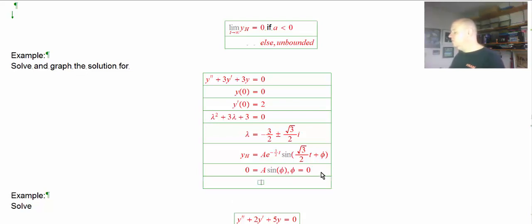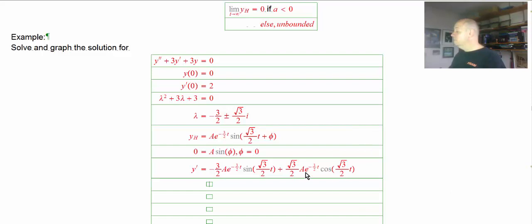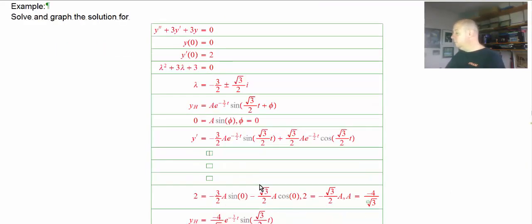Again, it's just going to be two equations, two unknowns. Sub in the first equation. Now, I need the derivative here. So I'm going to differentiate this function. I already know that phi is equal to 0. So if I differentiate this function, I'm going to have to do the product rule. Take the derivative, set it equal to 2 when t is equal to 0.